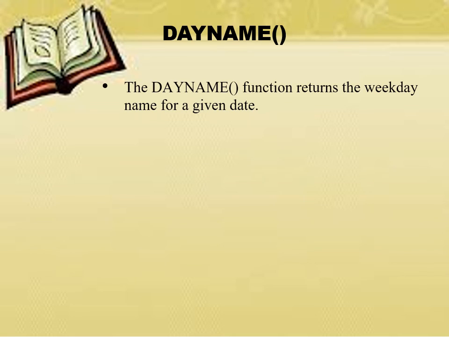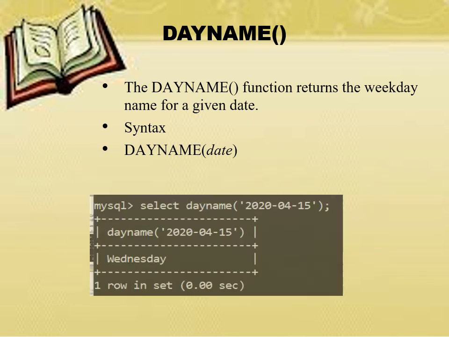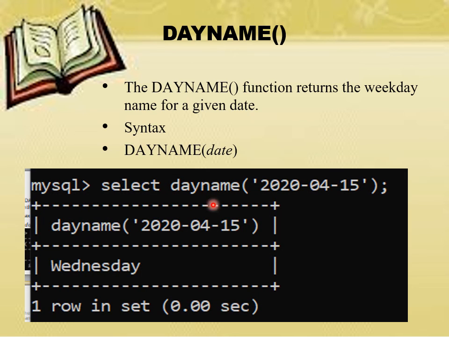Dayname returns the weekday name for a given date. This is the syntax. This is the example. Dayname means here it is showing Wednesday, meaning Wednesday is the day name of 15th April 2020.